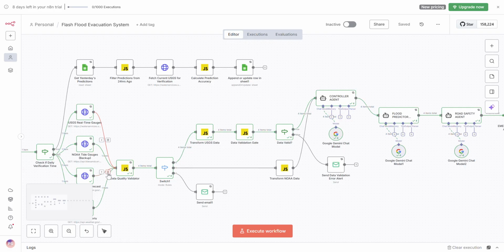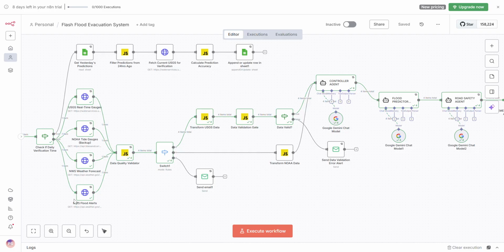And then we have the NWS flood alerts. This is the weather service, which gives us the official flood warnings, watches, and advisories, and I'm passing these to add context to the gauge readings.